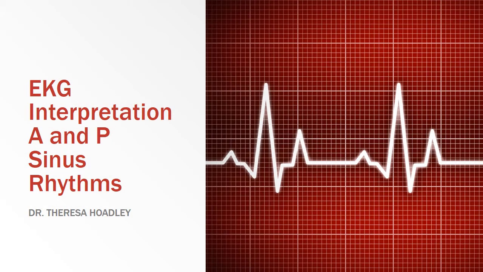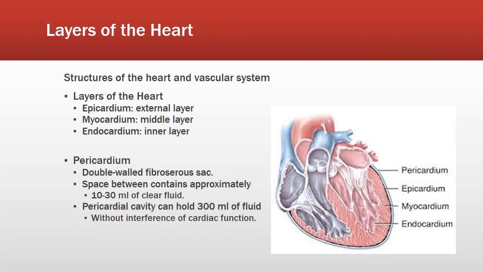EKG interpretation and anatomy and physiology of the sinus rhythms. We're going to talk about the layers of the heart, such as the structures of the heart and the vascular system. We have three layers of the heart, which include the epicardium, myocardium, and endocardium.